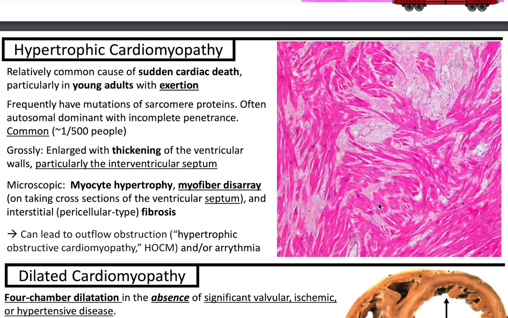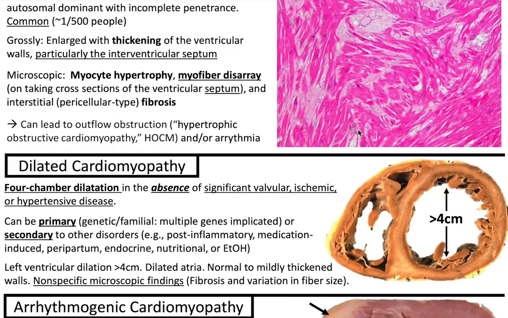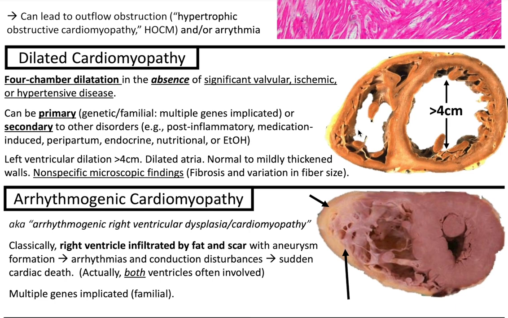Hypertrophic cardiomyopathy can lead to sudden cardiac death in young adults, particularly with exertion. You'll see enlarged thickening of the ventricular walls, particularly the interventricular septum, and you can see myocyte hypertrophy, myofiber disarray, and interstitial fibrosis. Dilated cardiomyopathy, this is 4-chamber dilation in the absence of significant valvular, ischemic or hypertensive disease.